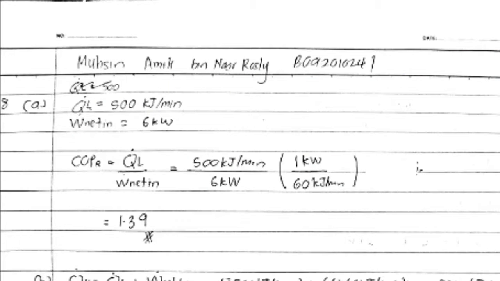We can use the equation of COPR equal to QL over W net in. So we put in the 500 kilojoule per minute over 6 kilowatt times 1 kilowatt over 60 kilojoule per minute, and then we get 1.39 for the COPR.